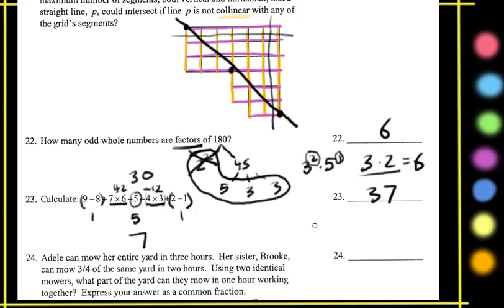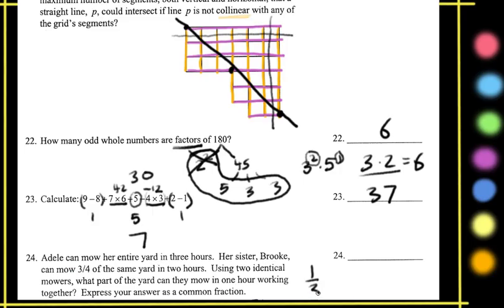Yep, that looks good. Okay, this one says Adele can mow her entire yard in 3 hours. Her sister Brooke can mow 3/4 of the same yard in 2 hours. Using 2 identical mowers, what part of the yard can they mow in 1 hour working together? So what I like to do here is think about, for each sister, how much can they mow in an hour? So Adele can do the whole yard in 3 hours. That means in 1 hour, she can only do a third, right?